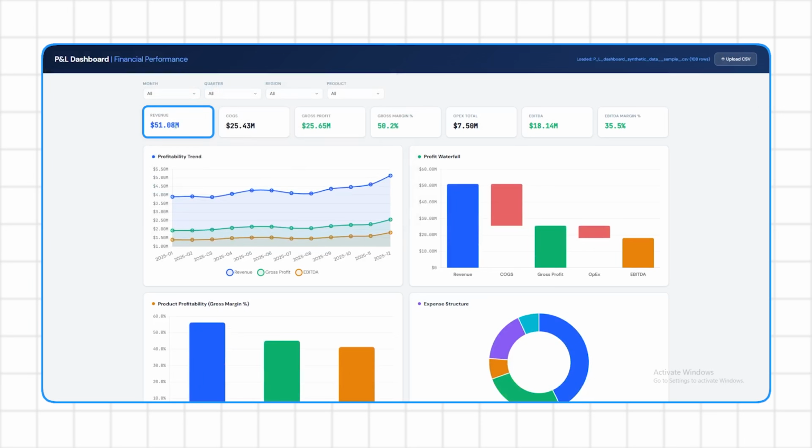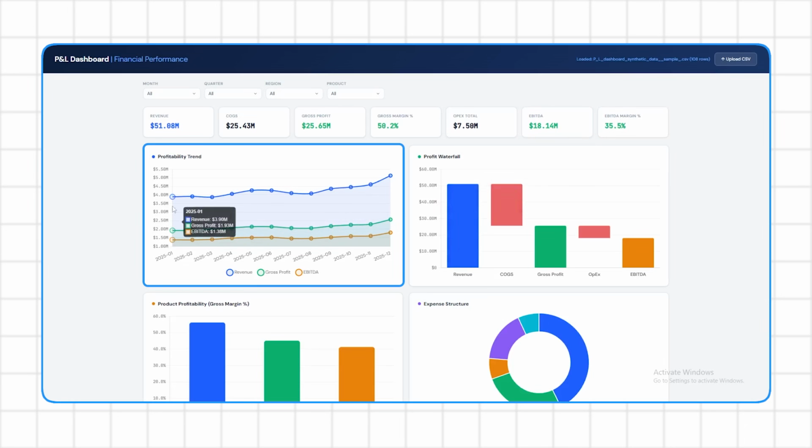Now, once the dashboard loads, the KPI cards show the full picture. Revenue sits at $51.08 million, COGS at $25.43 million, gross profit at $25.65 million with a 50.2% gross margin. After operating expenses of $7.5 million, EBITDA comes in at $18.14 million with a 35.5% EBITDA margin. That is a strong profitability profile, and you can see it immediately without opening a spreadsheet.